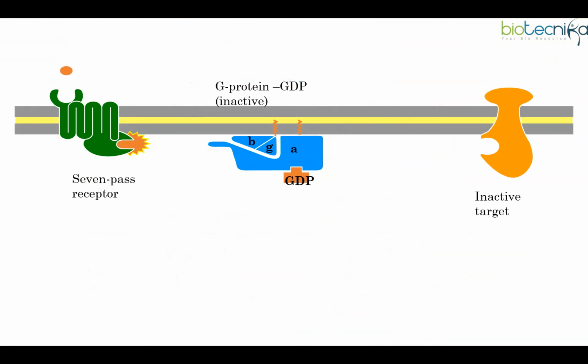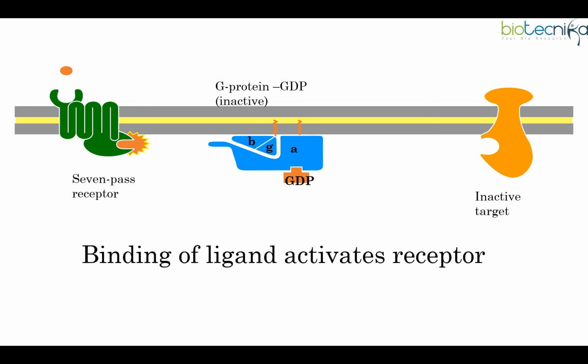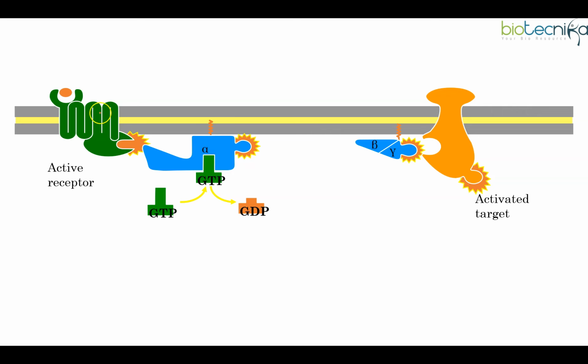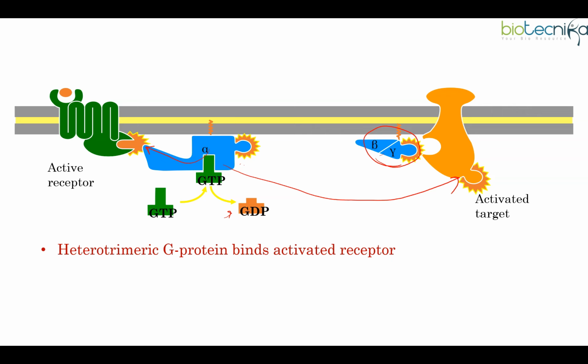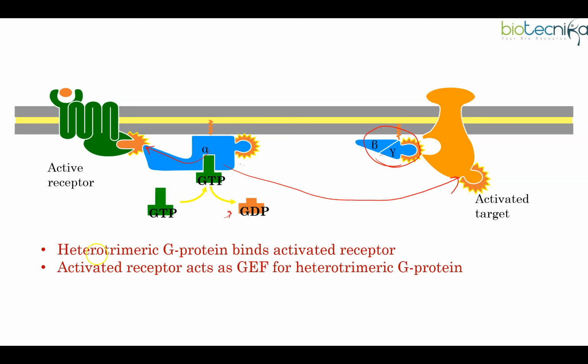So if you look at an animation over here, binding of ligand activates the receptor. As of now, there is no hormone bound. That's why the G protein exists in the inactive, trimeric form, and even the target protein is inactivated. But when the hormone is bound over here, G alpha binds with this and the GDP is exchanged for GTP. So beta gamma is also separated, and when GTP is bound, this alpha subunit will go and bind with the activated target. So the heterotrimeric G protein binds the activated receptor. It is called heterotrimeric because 3 different subunits are present in the G protein.